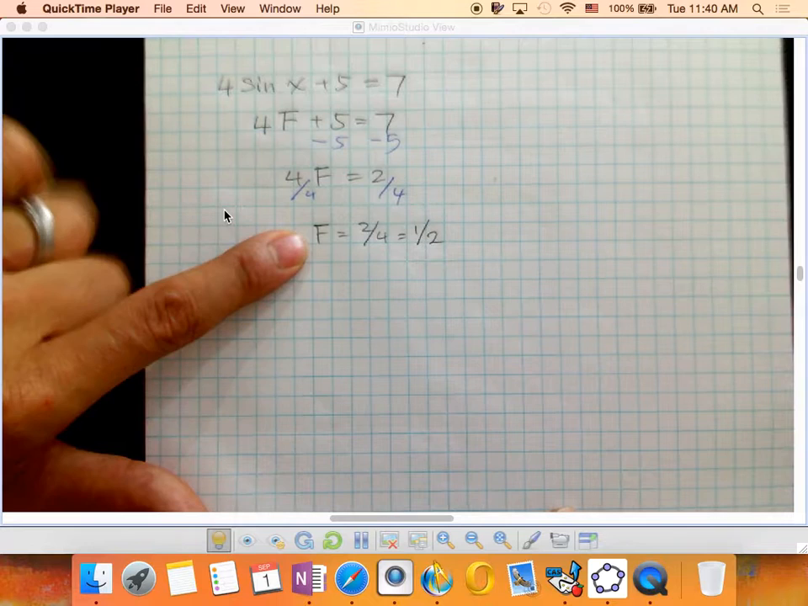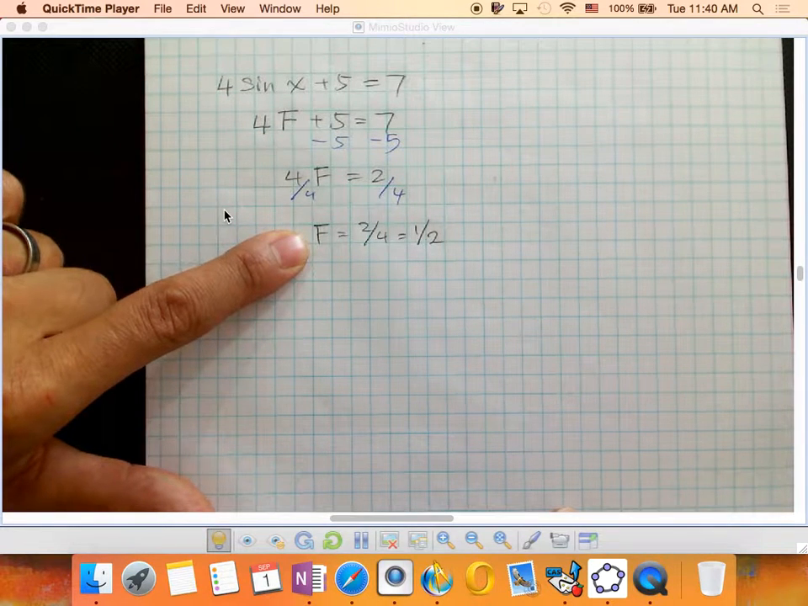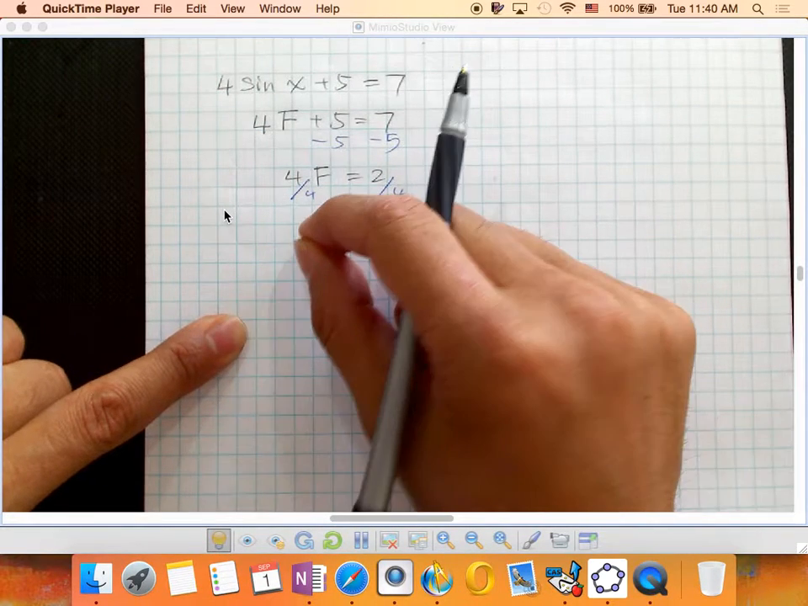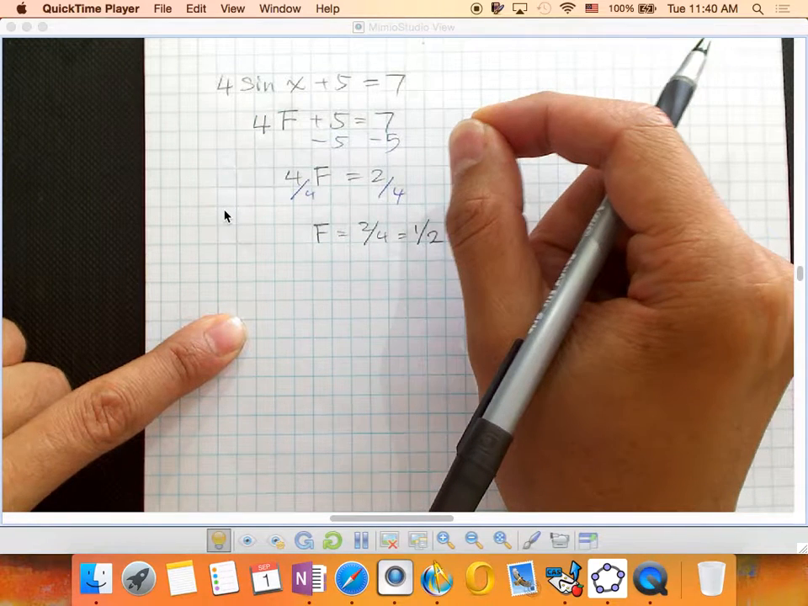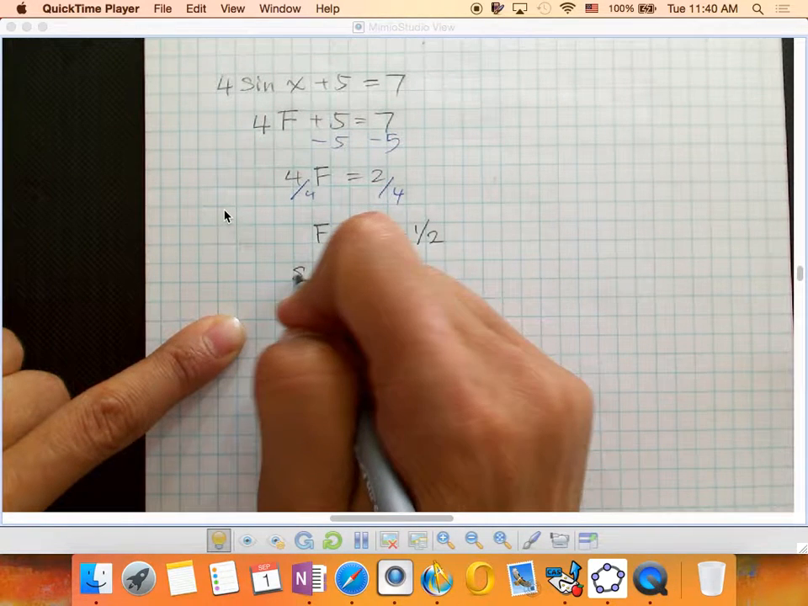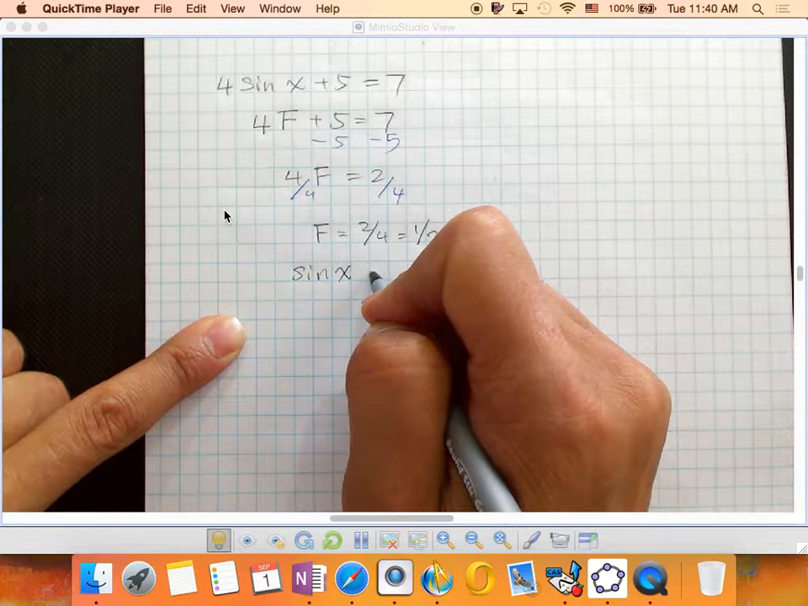But this f is not really f, right? So I'm going to peel that sticker off, and behind the f sticker, we'll have sine x, which was hidden. That should be a half.